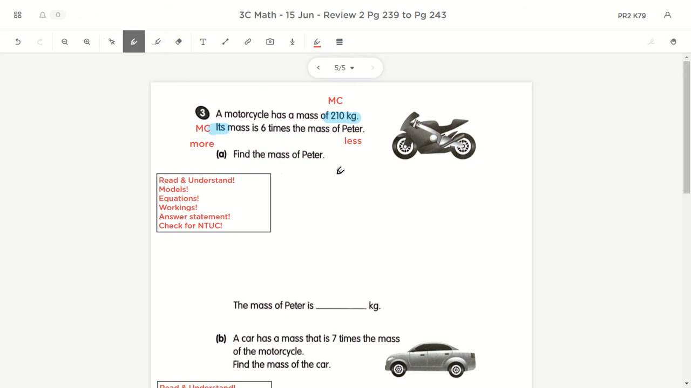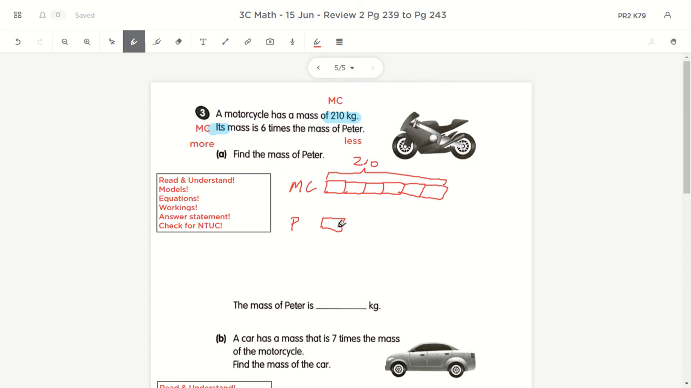So I have motorcycle, I have Peter. Motorcycle is 6 times the mass of Peter, so my motorcycle is 6 boxes: 1, 2, 3, 4, 5, and 6. Okay, if motorcycle is 6 parts, Peter must have only 1 part, because motorcycle is 6 times. 1 time, 2 times, 3 times, 4 times, 5 times, 6 times the mass of Peter. Okay, so we know that motorcycle is 210.